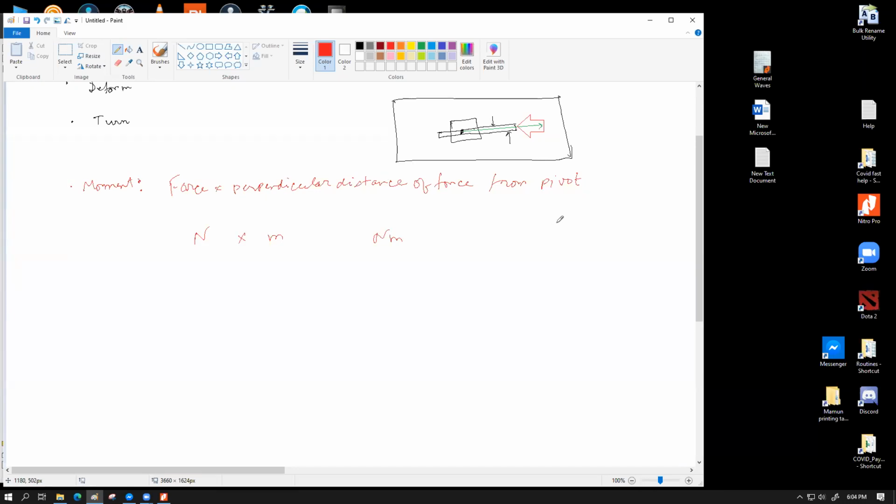Although whenever we come to the work, energy, power chapter, we'll see that the definition of 1 joule is given by 1 Newton into 1 meter. So if you are working with work or energy, then we are going to use the joule unit. If you are working with moment, then we're going to use the Newton meter unit. These two things are mathematically equal, but quantity wise they are not the same. Why they are not the same, I'll talk about after a while.